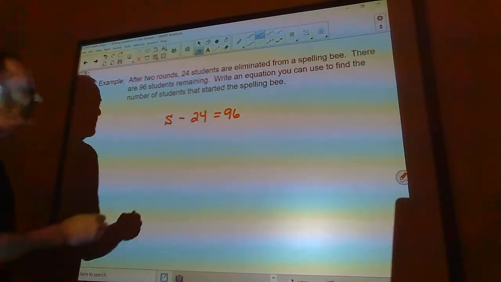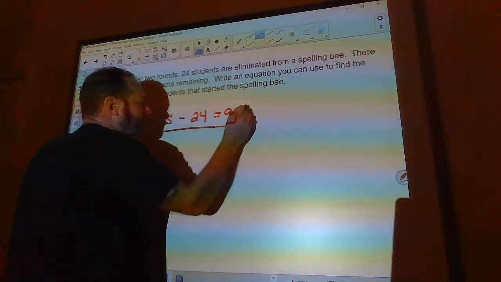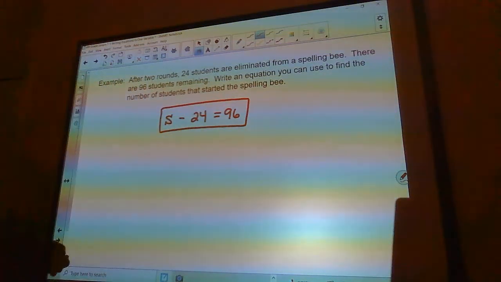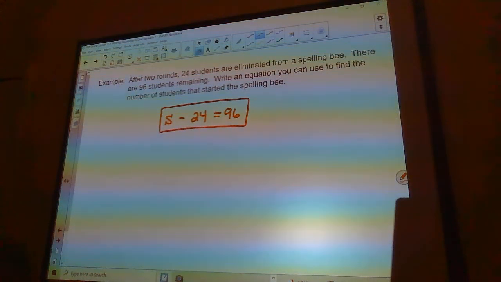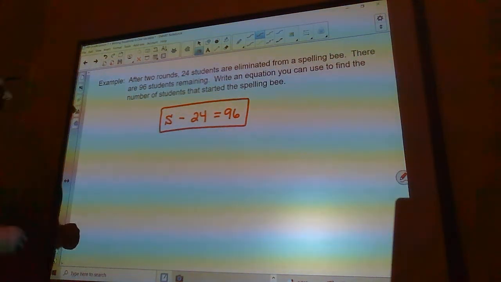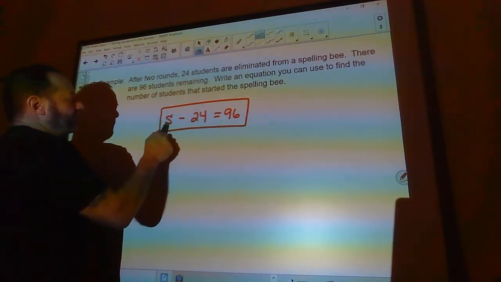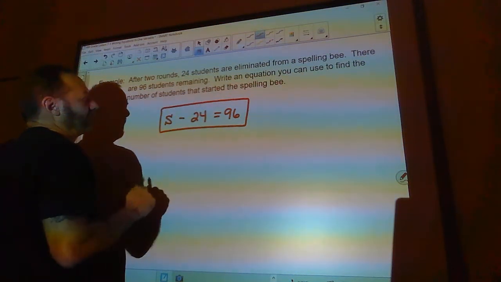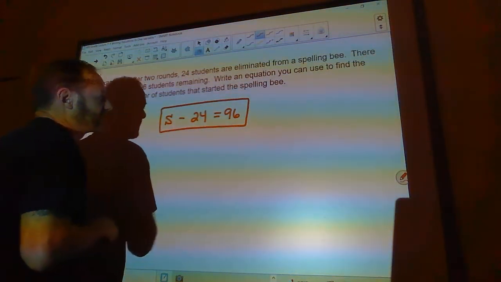That was actually a very simple one. I was overthinking it. Okay, so S minus 24 is 96. There's my equation. Okay, so we had the number of students that we started with. We subtracted 24 after 2 rounds, and we were left with 96 students.